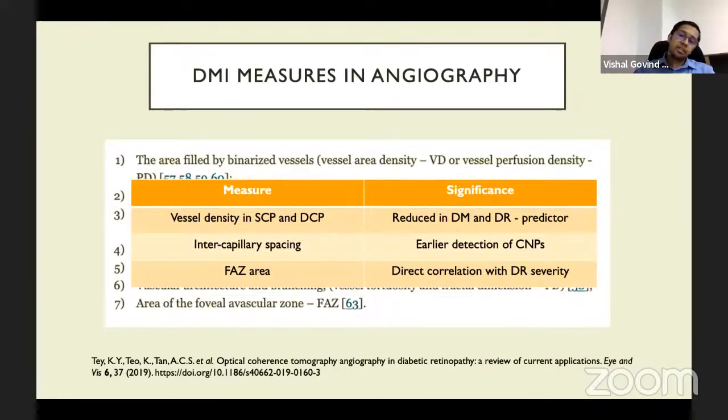Intercapillary spacing detects CNPs much earlier than vessel density and is much more sensitive. The FAZ area has been a favorite with all of us with regards to understanding DR severity as well as functional loss.